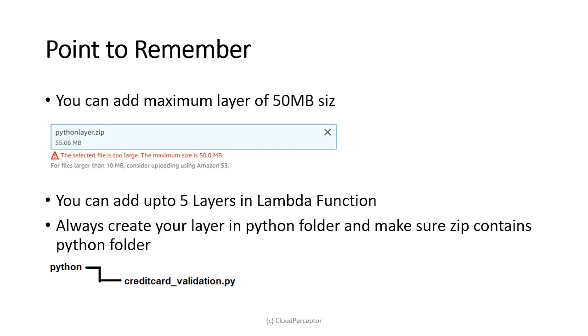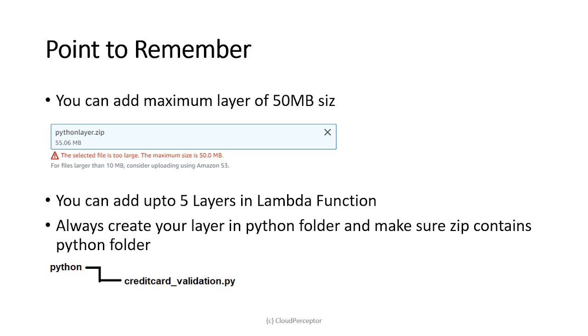So here are some of the most important points you should remember before adding layers to a Lambda function. First, you can add a maximum layer size of 50 megabytes. Next, you can add up to 5 layers in a Lambda function. And remember, the last one is the most important one. Always create your layer in a Python folder. Make sure the zip contains the Python folder. So it should be like that.